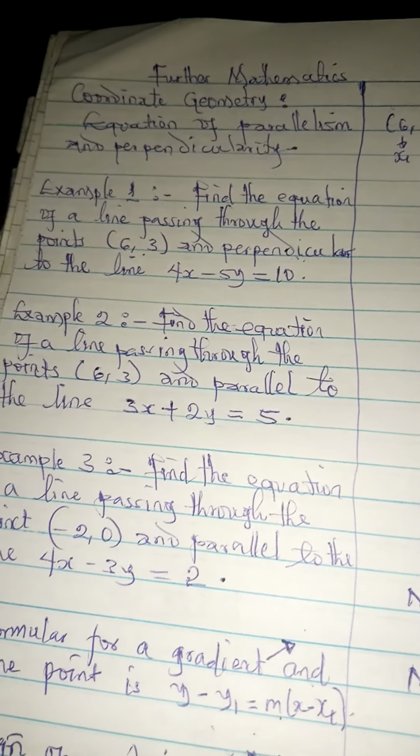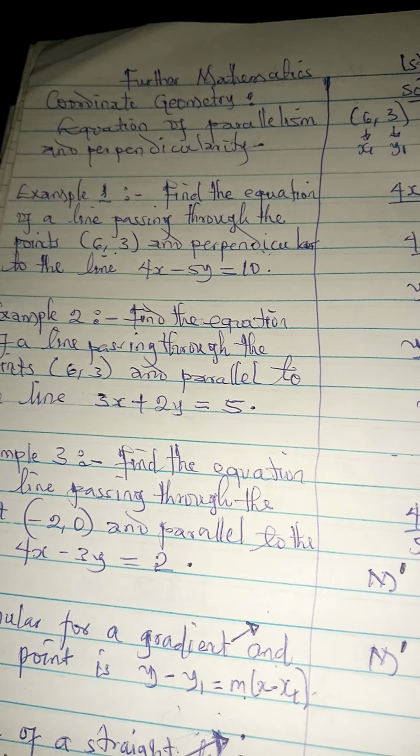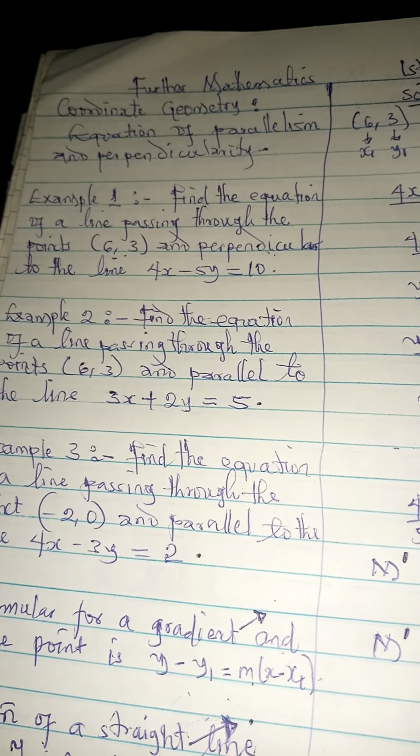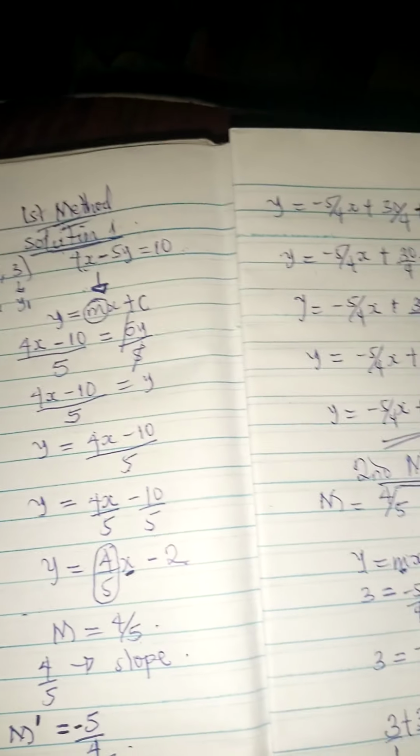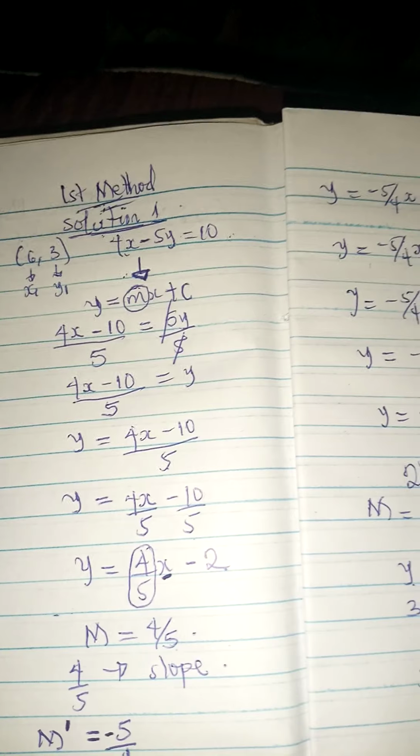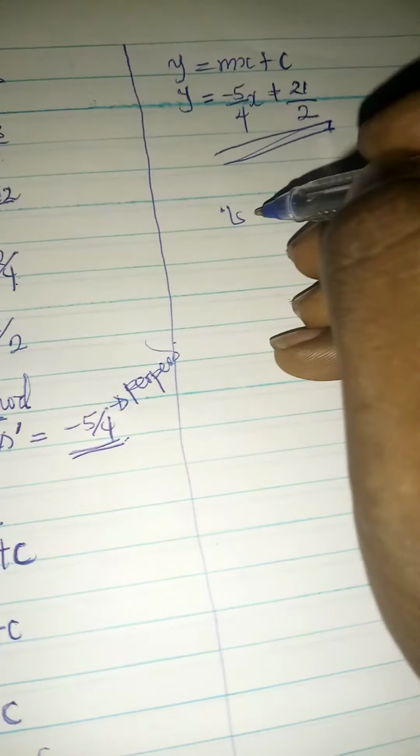Then number 2, find the equation of a line passing through the point 6,3 and parallel to the line 3x plus 2y equals to 5. So for number 2, solution for number 2. So I'll be using the first method.